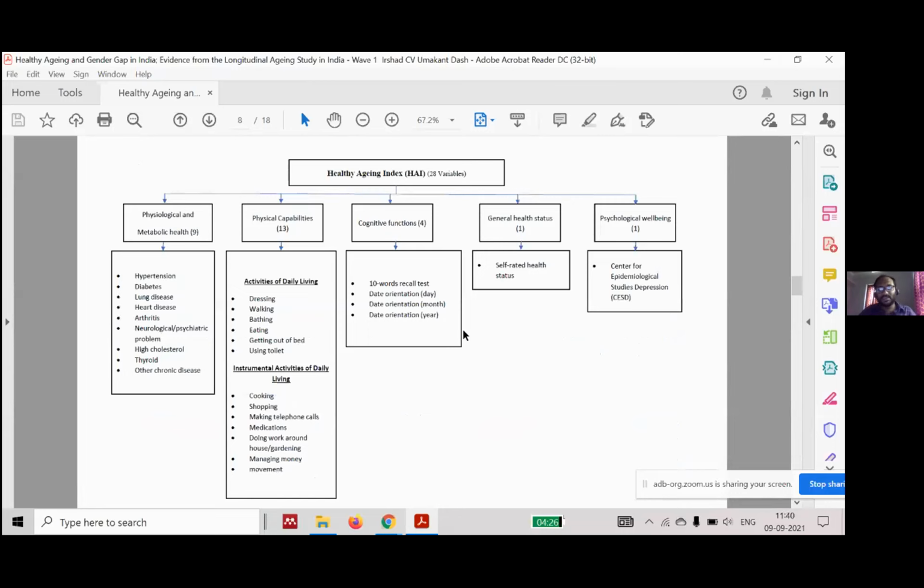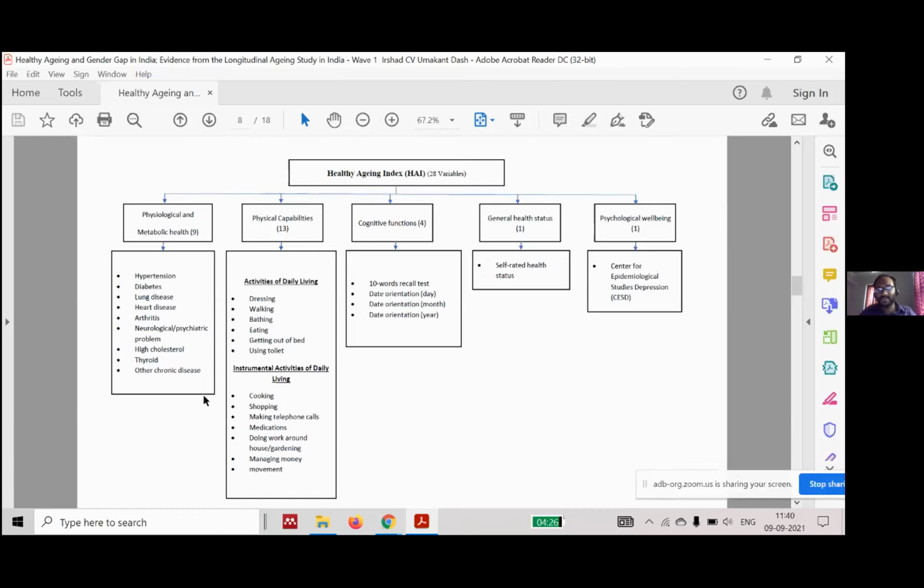So this is the overall picture. We have 5 major domains under which we have 28 variables. I'm just skipping this part because I think we have limited time. Basically, under each domain, we have a set of variables.